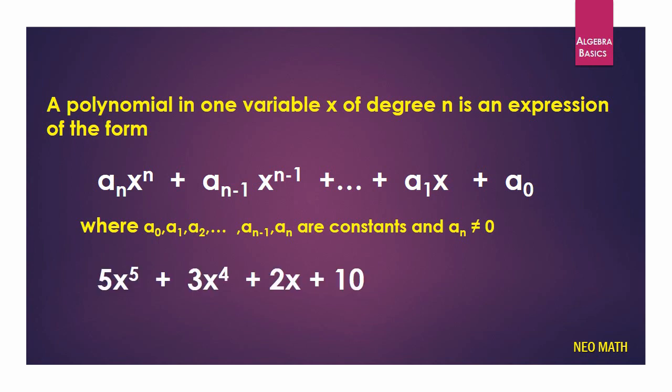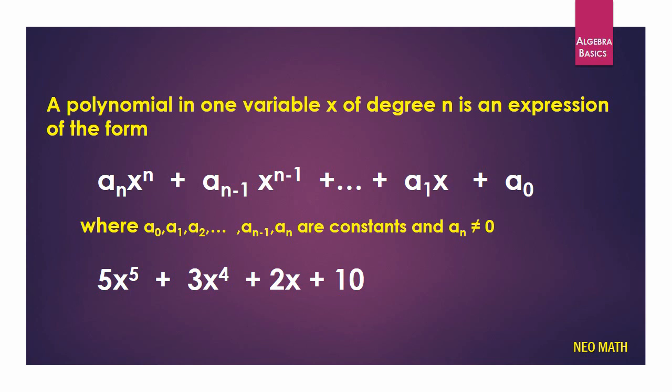For example, 5x power 5 plus 3x power 4 plus 2x plus 10. So this is a polynomial in one variable, because here we have only the variable x. So it is a polynomial in variable x, and the degree is 5, isn't it? If the coefficient of x power 5 is 0, then the degree becomes 4, because the value of this term becomes 0. So the coefficient of x power 5 should not be equal to 0 if the degree is 5.